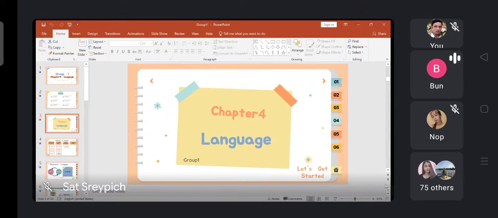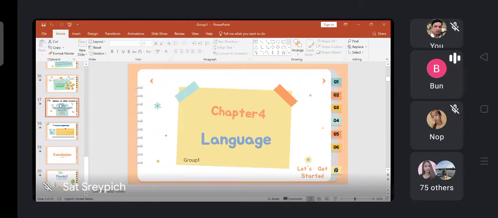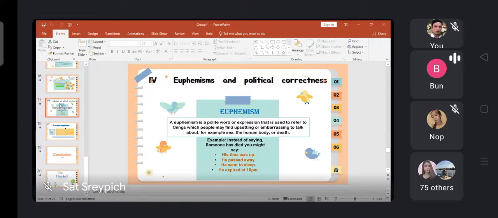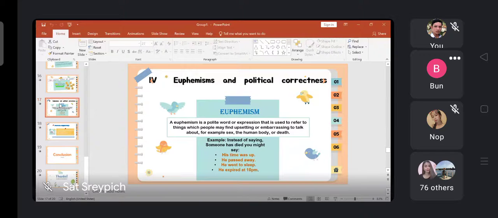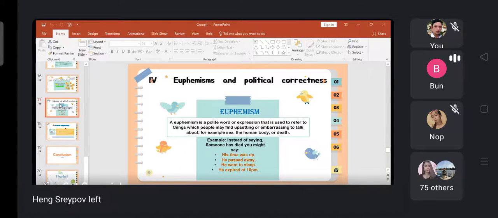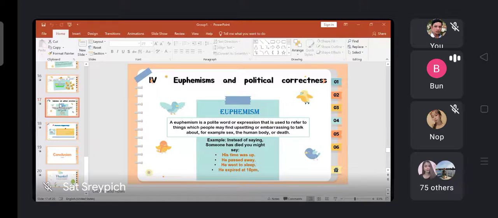So based on this group presentation, I want to see your understanding, as well as ask the question. But maybe I have one question first. I want you to explain a little bit about euphemism: why euphemism is important in the language related to critical judgment. And the second thing is why emotive language is also part of the study of language for critical thinking. Thank you.